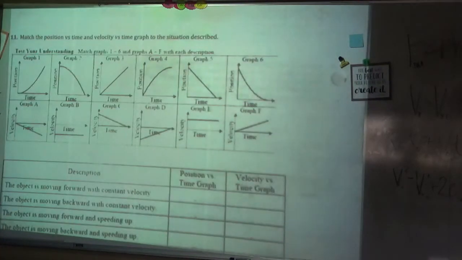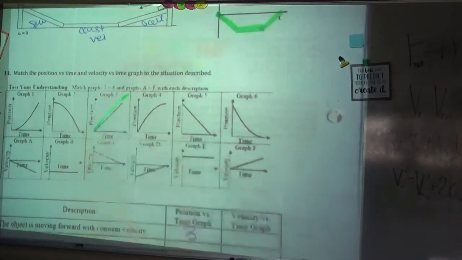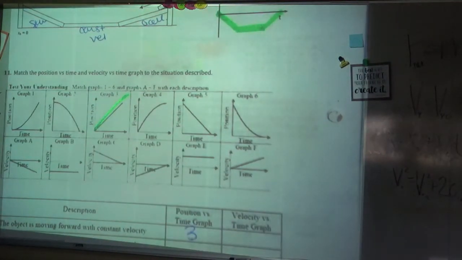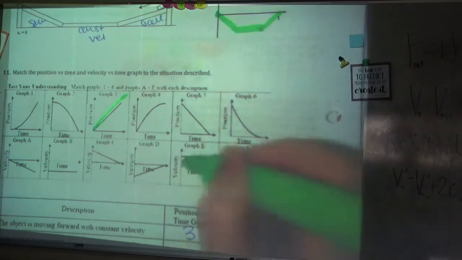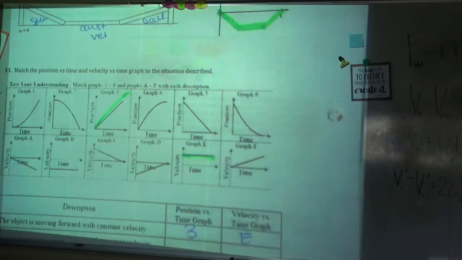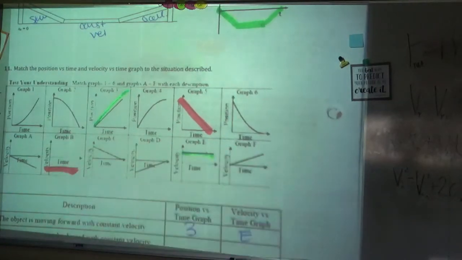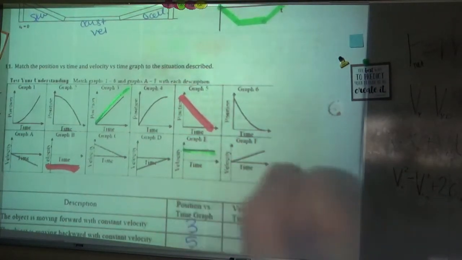All right, matching the position versus time and velocity versus time to the situation described. If it is moving forward with a constant velocity, that's easy. That's graph 3. Moving forward is going up. Constant velocity is straight. And then if it's constant velocity, your velocity graph must be constant, and it would be positive and flat. So that would be E as the velocity versus time. Moving backwards at a constant velocity. So again, my position graph is straight. It just needs to be going down. So that's graph 5. And then constant velocity, it's just negative, would be B.